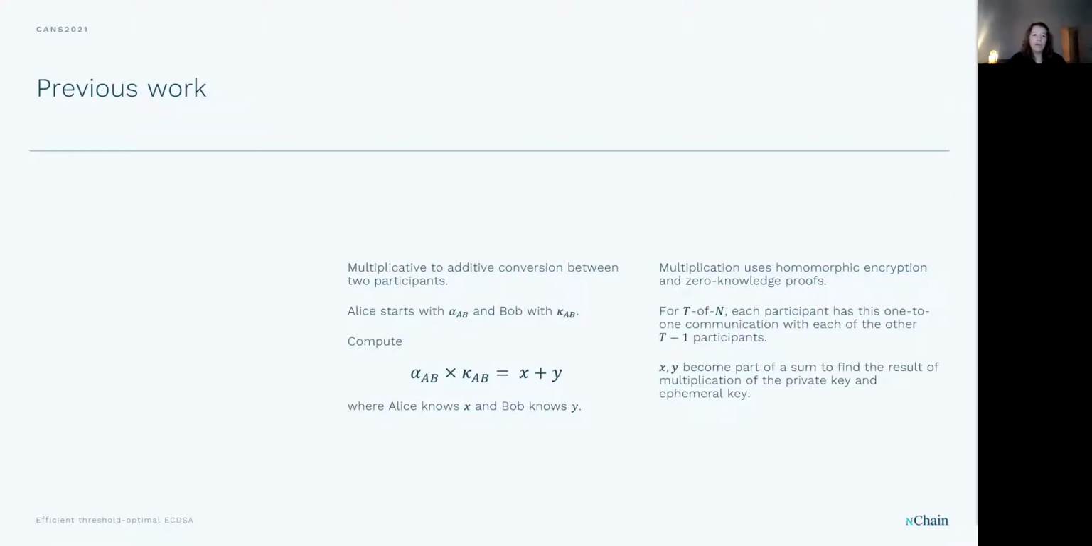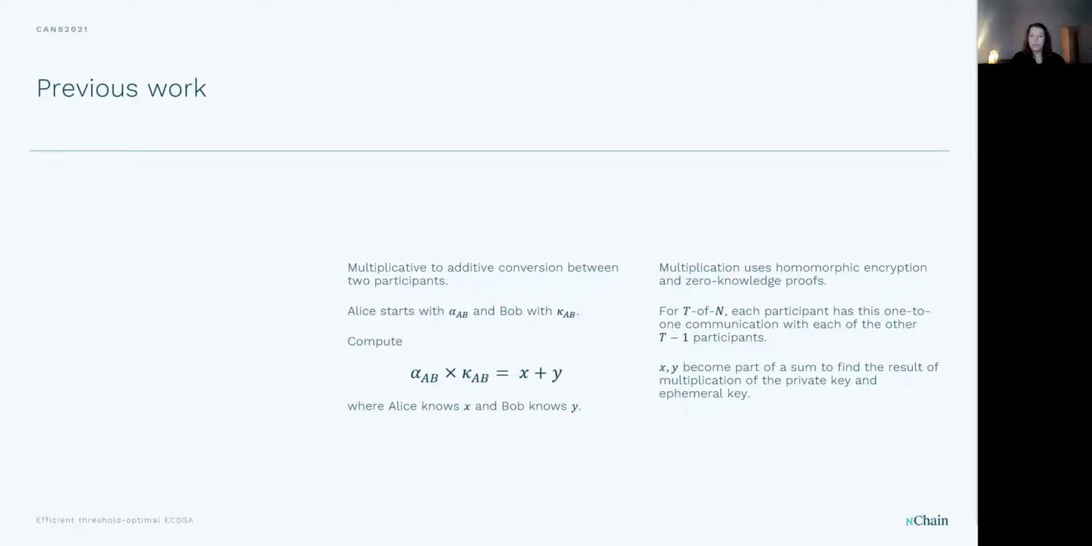So how do previous schemes achieve threshold optimality? They do something called multiplicative to additive conversion. This uses homomorphic encryption as well as zero knowledge proofs. It is a protocol done between 2 participants. We take participant Alice and participant Bob, and they start with a value: for example, Alice has alpha with a subscript AB, and Bob has kappa with a subscript AB. In this protocol, alpha AB and kappa AB do not correspond to the shared secret, but rather to Alice's part of the shared secret and Bob's part of the shared secret.